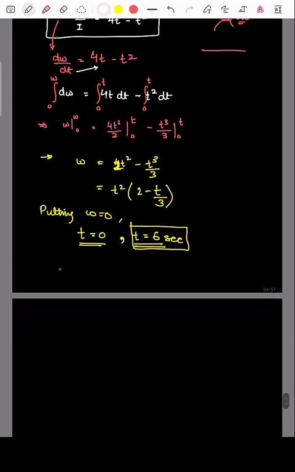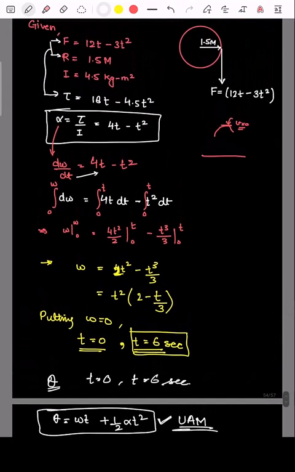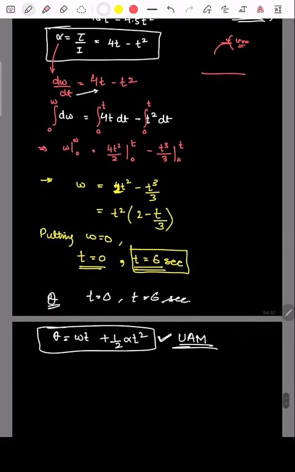So in order to calculate the theta, that is the angular displacement covered from t is equal to 0 to t equal to 6 seconds, here we cannot use that equation. If this equation is coming into your mind, then this is not applicable. The reason is, this equation is valid for uniformly accelerated rotational motion. This is not a case of uniformly accelerated rotational motion, because the force applied is variable in nature, hence the angular acceleration is variable in nature.